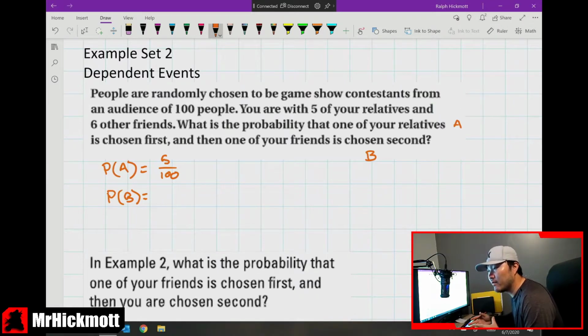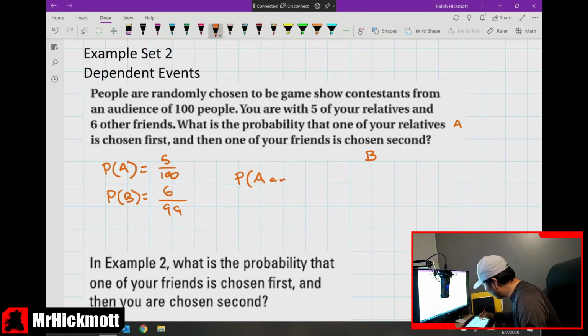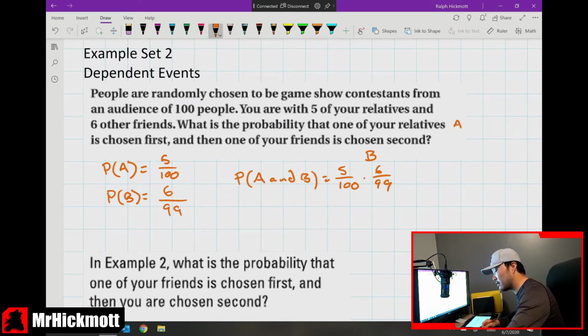So if one of your relatives is chosen first, then the total possible outcomes afterwards change, because it drops by 1. One of your relatives is chosen, now there are 99 people left. So the second probability is dependent, and one of your friends being chosen is going to be 6, not out of 100, but out of 99, because now we only have 99 people left in the audience. So the overall probability, P of A and B, is going to equal 5 out of 100 times 6 out of 99. And let's see what that comes out to be.